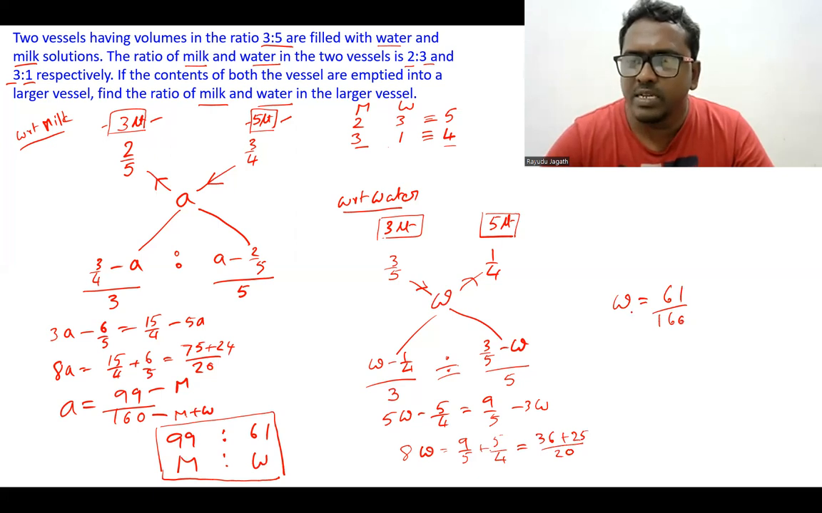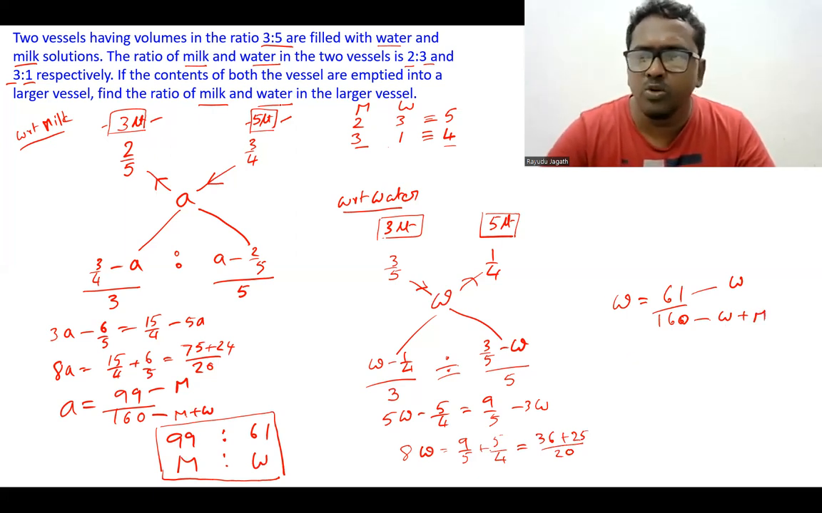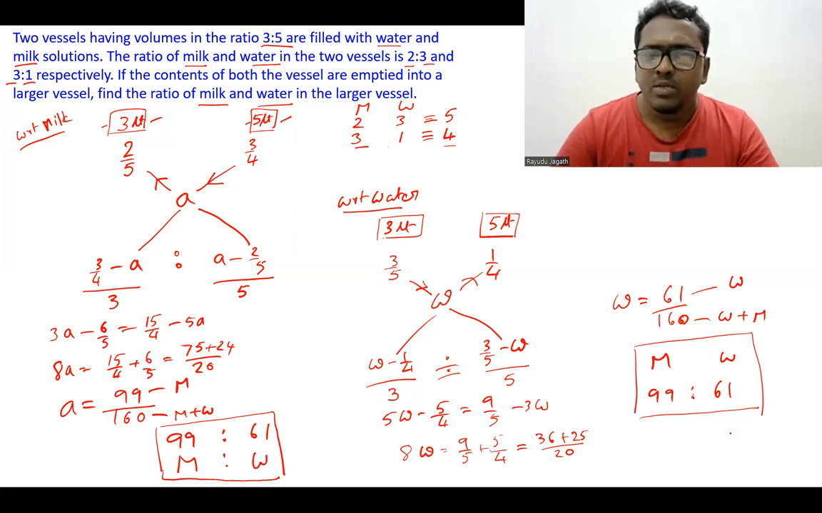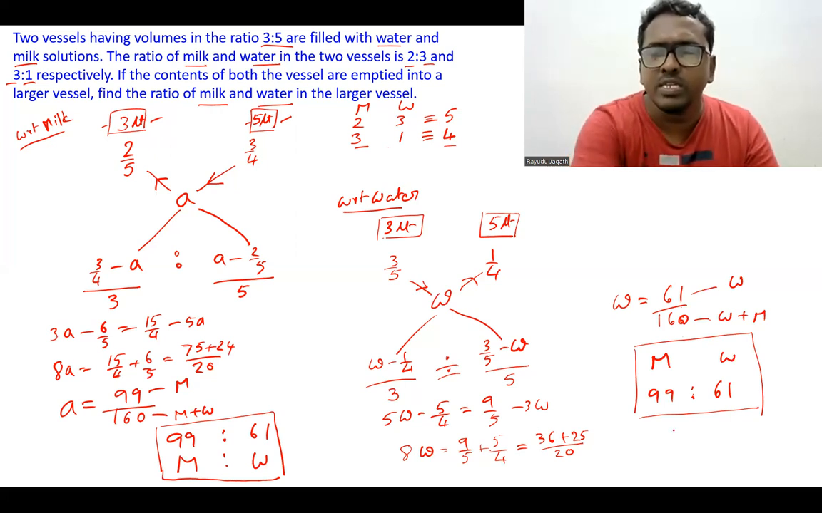So the water fraction in the overall mixture is 61 by 160, where water is 61 and 160 is water plus milk. In the question it is mentioned, what is the ratio of milk to water. So milk is first, water is next. Water is 61, so the remaining is 160 minus 61: 160 minus 60 is 100, 100 minus 1 is 99. So 99 is to 61 is the ratio of milk to water content in the overall mixture. So the answer to this question is 99 is to 61.